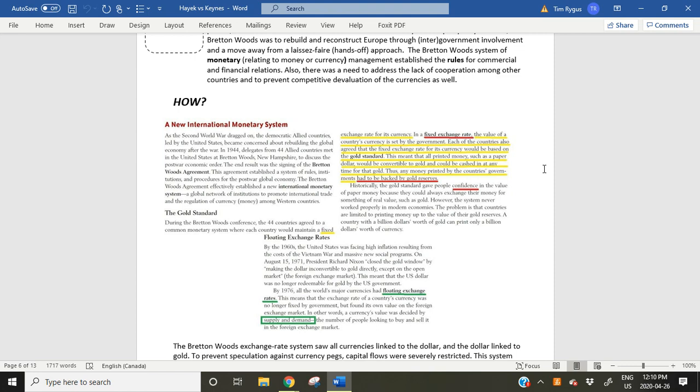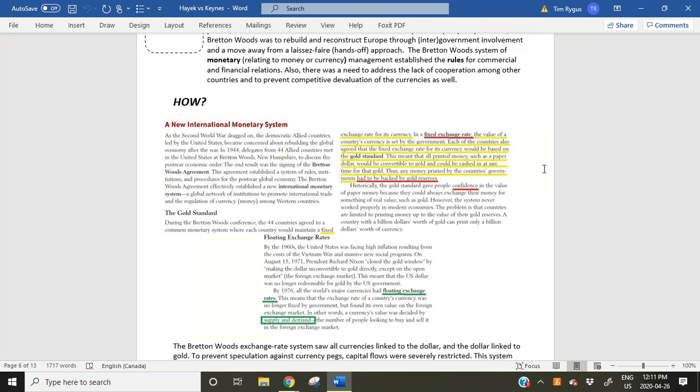By the 1960s, though, the US is facing high inflation. So they have the Vietnam War, massive new social programs. So the price of goods is really increasing. So in 1971, President Richard Nixon decided to stop following the gold standard. So he closed the gold window by making the dollar inconvertible to gold directly, except on the open market, so the foreign exchange market. What this means is that the US dollar was no longer redeemable for gold by the US government.